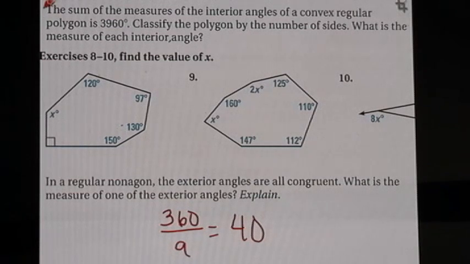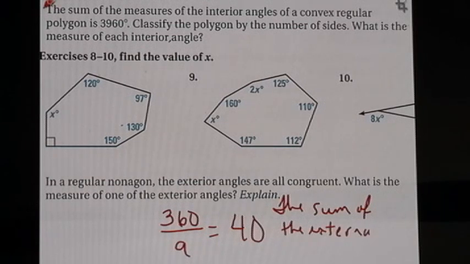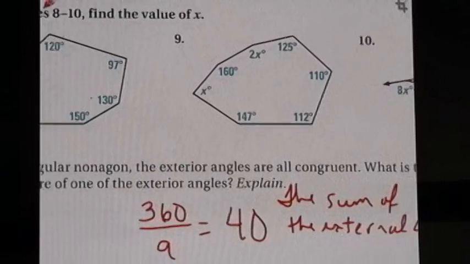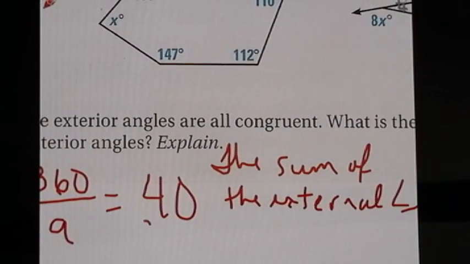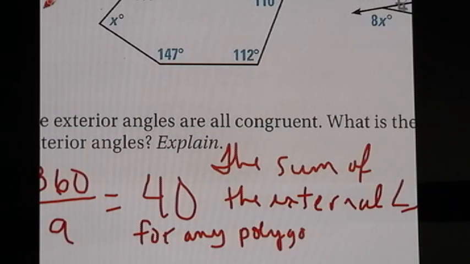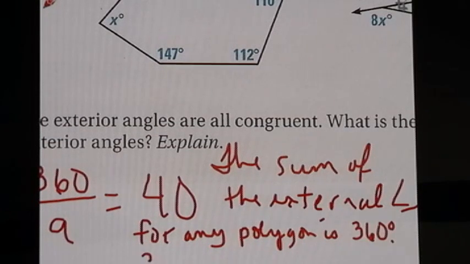And to explain that, you would need to write something. So that would be the sum of the external angles for any polygon is 360. 360 divided by 9 equals 40. That's your explanation.